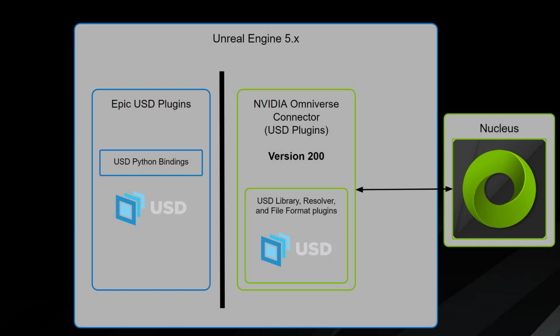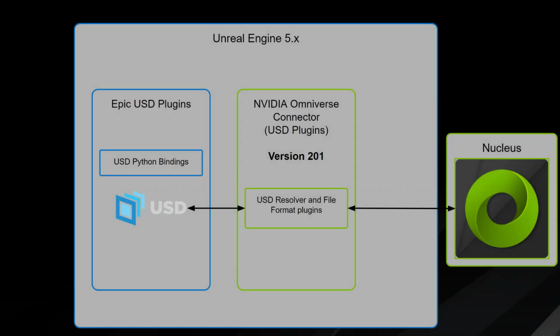Previously, the connector shipped with its own version of USD that was not compatible with Epic's USD plugins. This meant they couldn't communicate, share utility functions, and the USD Python bindings did not work with the Omniverse connector.